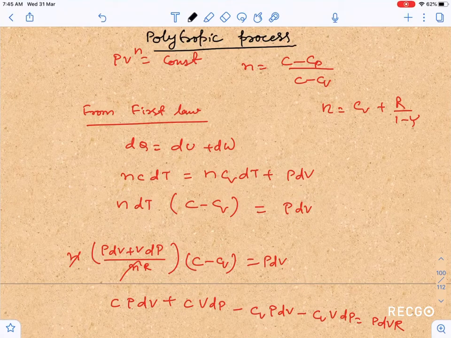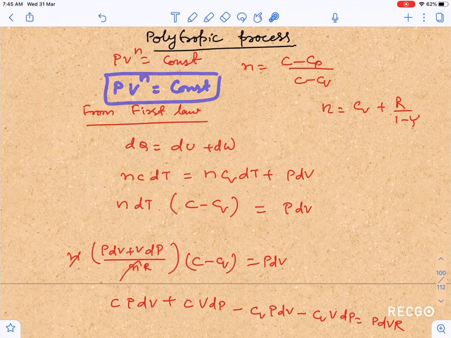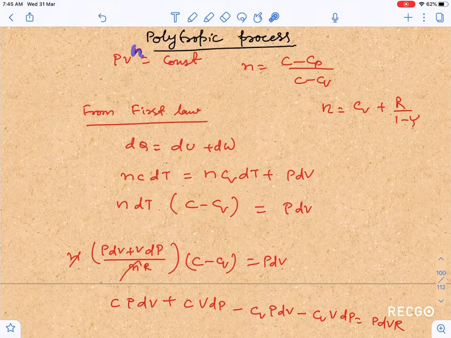What is a polytropic process? For understanding this, I have written one equation, which is PV to the power n is equal to constant. In any equation you will find the PV to the power n equals constant format. This is a polytropic process. What is this n, guys? n is nothing but C minus Cp over C minus Cv.